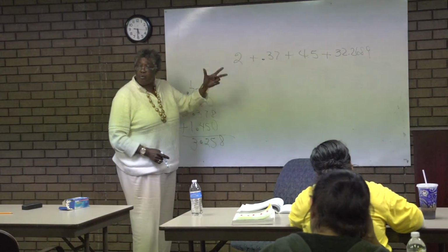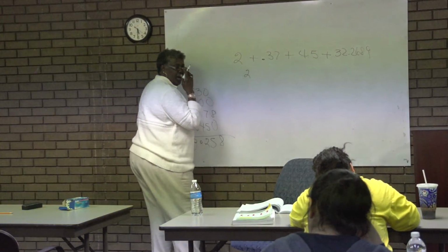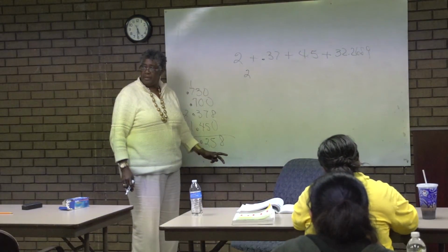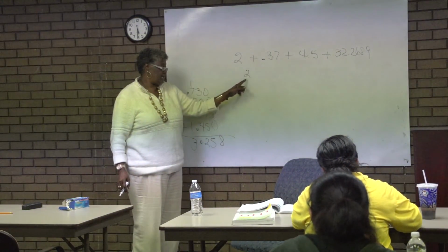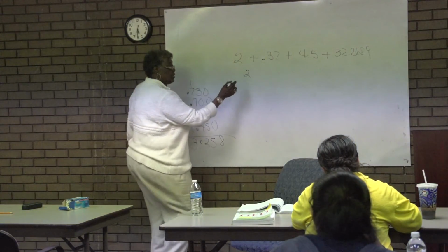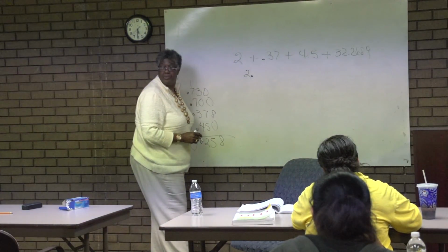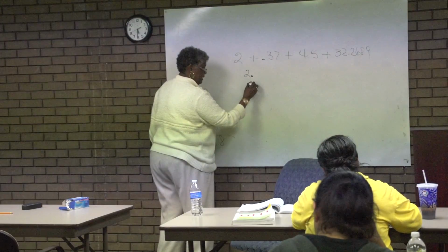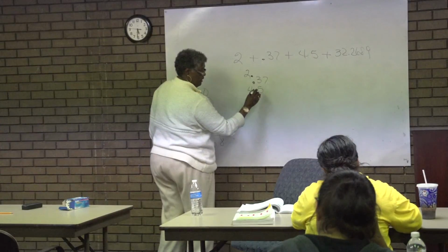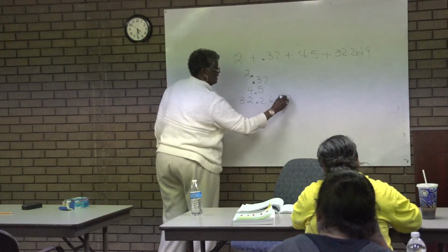First thing you do, write it vertically. But while I'm writing this, I have to write it in a way that I'm going to have a common denominator. Okay? So where does that 0.37 go under this 2? Right, I've got to move over, right? Because the 2 has this decimal point there. That's 2 whole dollars. So then I'm going to put my decimal 37. Then I have 4 decimal 5. Then I have 32 decimal 2, 6, 8, 9.